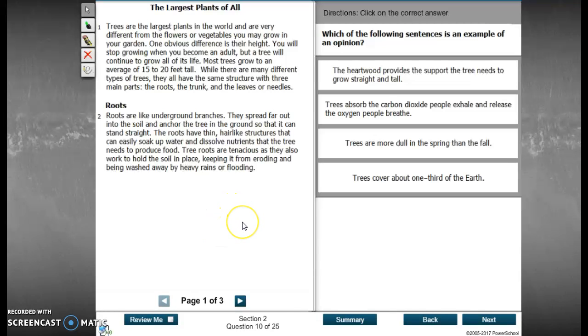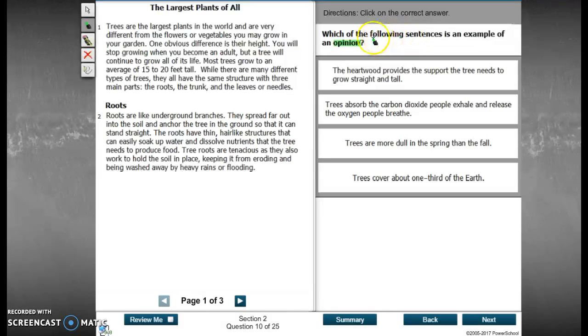Okay, so it looks like only about 40% of people actually got number 10 correct. So this was definitely tough for a lot of people, which it is a TEI. So let's take a look at it. Directions: click on the correct answer. Which of the following sentences is an example of an opinion? All right, so again, this is fact and opinion.